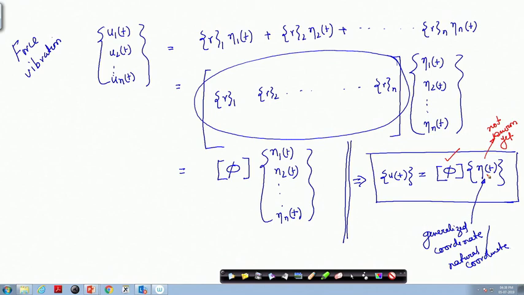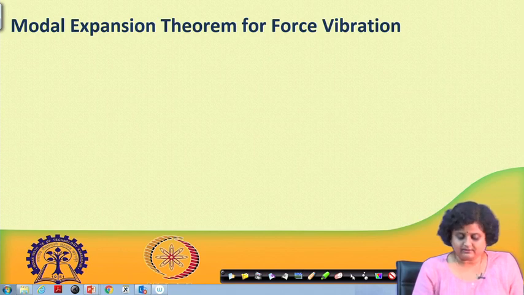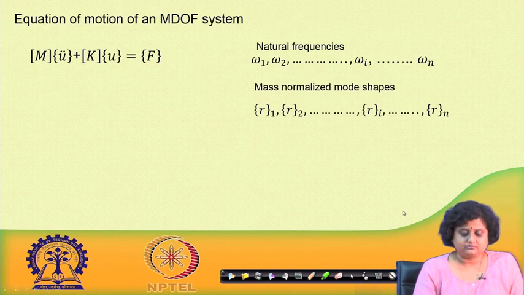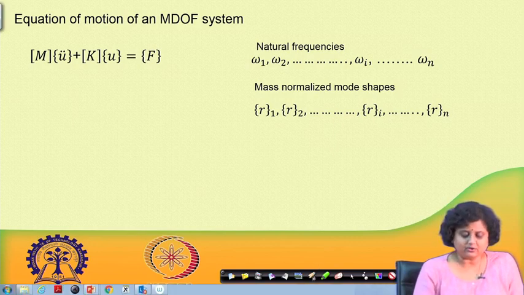Now, the next attempt is to see that I have written my u t in terms of my natural coordinate or generalized coordinate. How is this going to be useful? Why did I do this? How am I going to use this? So, let us go back to the equation of motion.